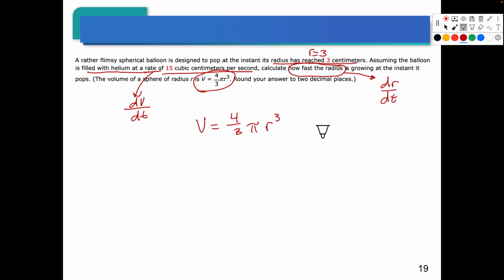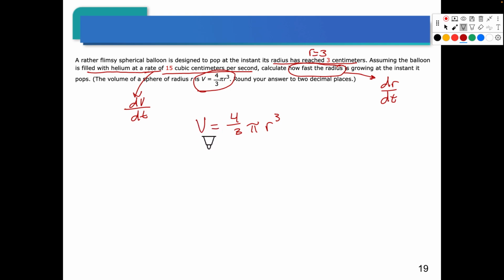So now we've got our function, we've got our formula. We've identified the values that they gave us. They gave us a fixed value of r equals 3. They gave us a rate of the volume, and we're looking for the rate of the radius. So what do we do first? Take a derivative. And remember, this is with that invisible time variable.